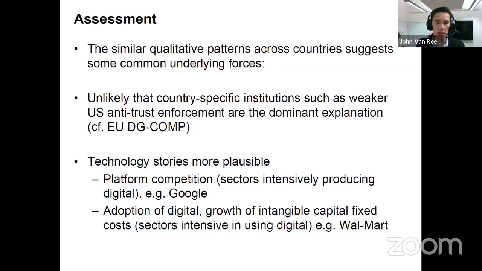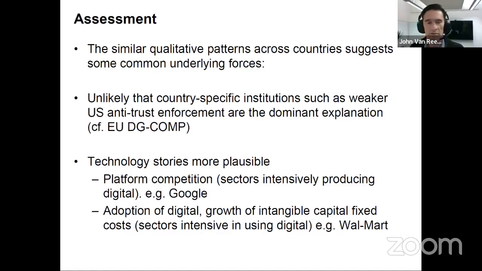stories. I mean, if you look at the European competition authorities, DG Comp, no one is saying that they're too weak. I mean, there's lots of companies complaining they're too tough. So they've actually taken quite an aggressive position on antitrust enforcement. Yet nevertheless, we've also seen some similar patterns happening in Europe. So I think that stories which are all to do with specific institutions are less plausible than the stories which I've mentioned, which are to do with technological changes like platform competition, like the Google story, or adoption of digital intangible capital like the Walmart type of story.